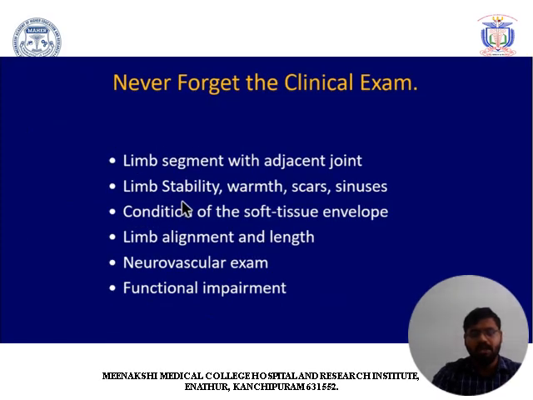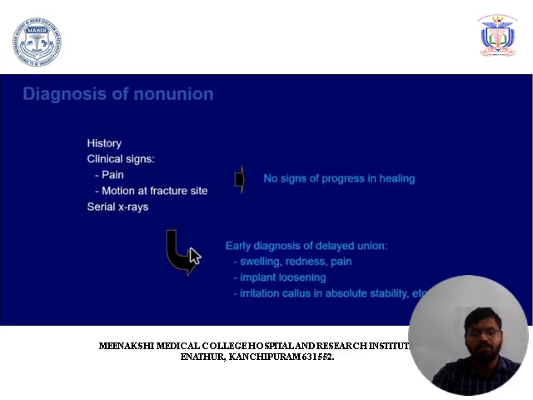And never forget clinical examination in non-union. The main thing is the limb segment with the adjacent joint. Whatever the non-union site, always check the whole segment and always the adjacent joint also. And limb stability, any previous wounds, scar, sinus, anything there. And what is the limb length? After surgery you have to attain the limb length also. And neurovascular examination is very important. And the current functional impairment should also be documented.